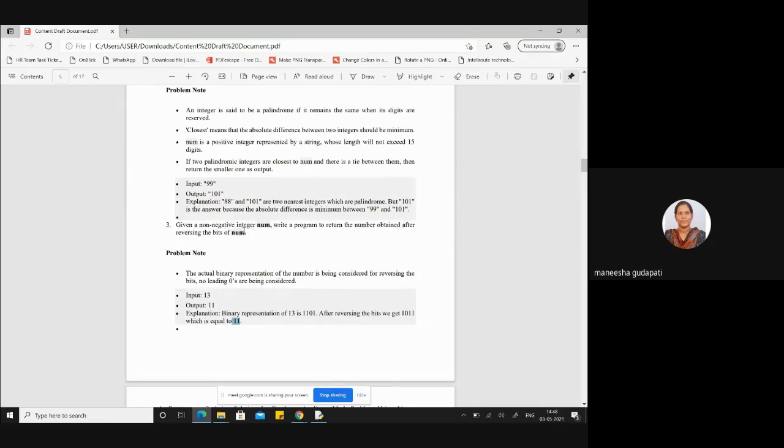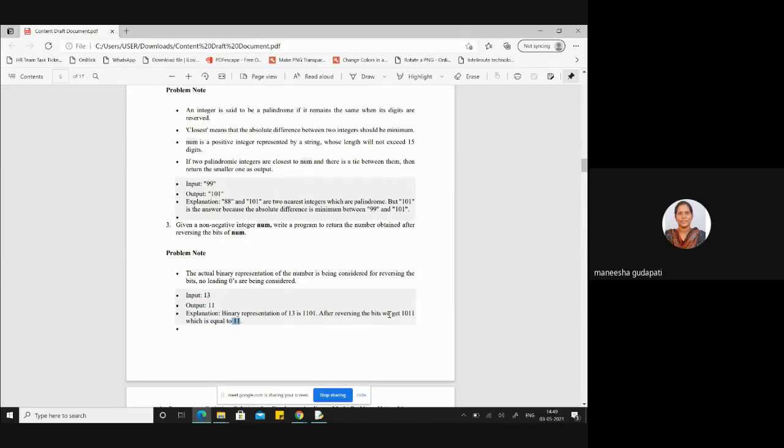If a non-negative integer number is given, you have to write a program to return the number obtained after reversing the bits of the number. You should not reverse the number, you have to reverse the bits of the given number, and print the exact decimal value for that number. If you have any leading zeros, you have to ignore those zeros and then print the exact value.